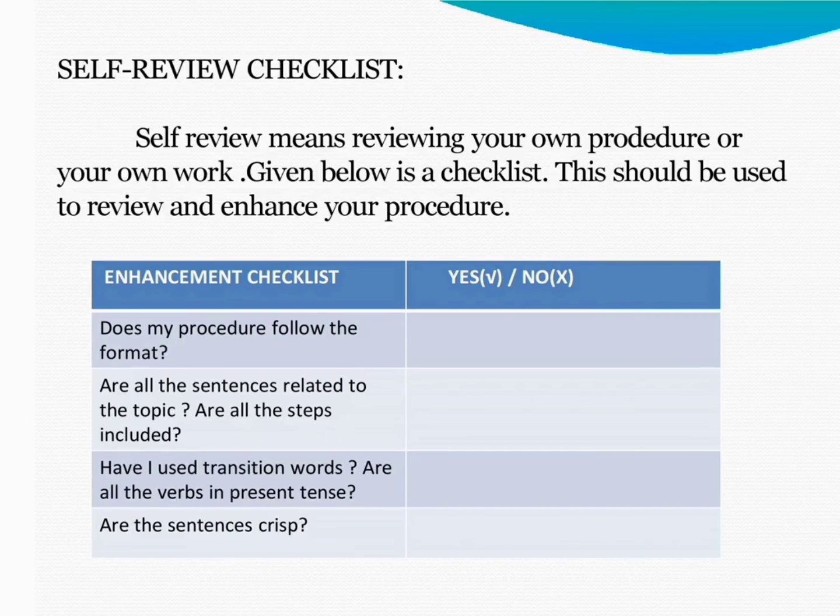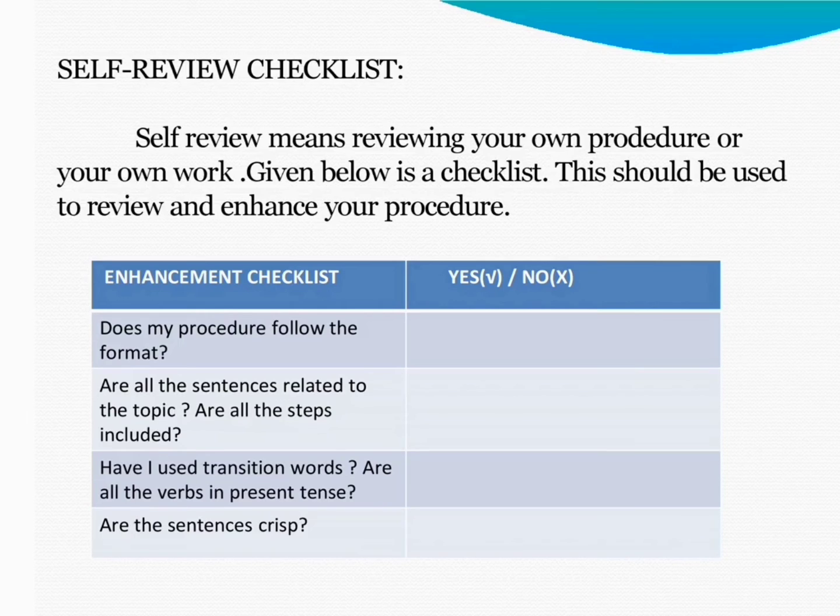Next is, are all the sentences related to the topic and are all the steps included? So the second, you need to check whether all the sentences are related to your given topic and whether you wrote every single step, okay, whether you skipped any steps. If you find everything perfect, just put a tick, that is yes, or else put no, that is a cross, okay. The third one is, are my sentences crisp, whether your sentences are short and crisp, okay, that is whether your sentence is short and understandable.